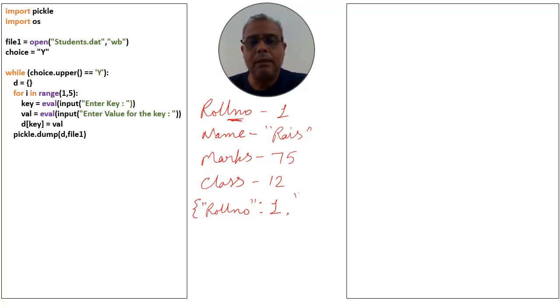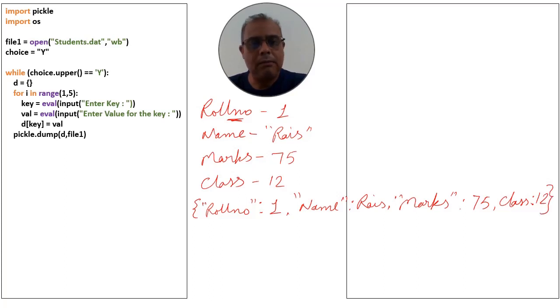Then for name it will be Rais. Then for marks it will be 75, and for class it will be 12.